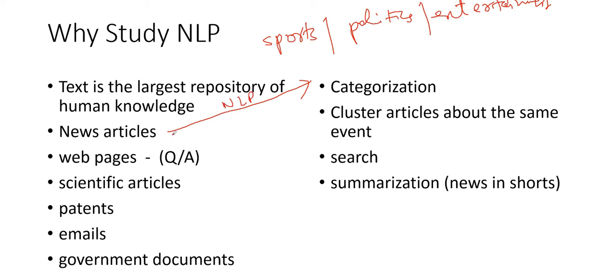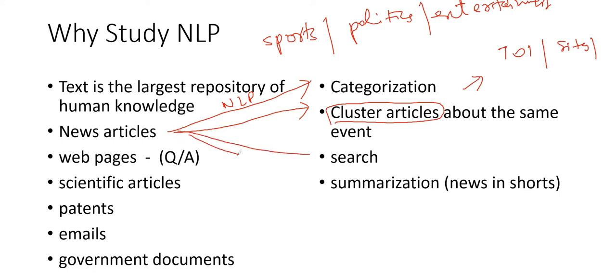Then similarly, you can cluster the articles about the same event. So how is this possible? You can get the news or articles about a certain event from different sources. Say you can get it from Times of India or through different sites or different newspapers, and then you can cluster the articles about the same event. Then you can search a particular article through a keyword, or you can summarize. That is called news search. So different processing can be applied to the news articles according to our different requirements.